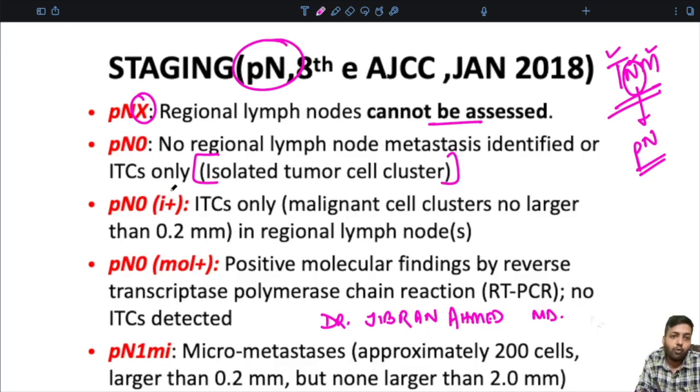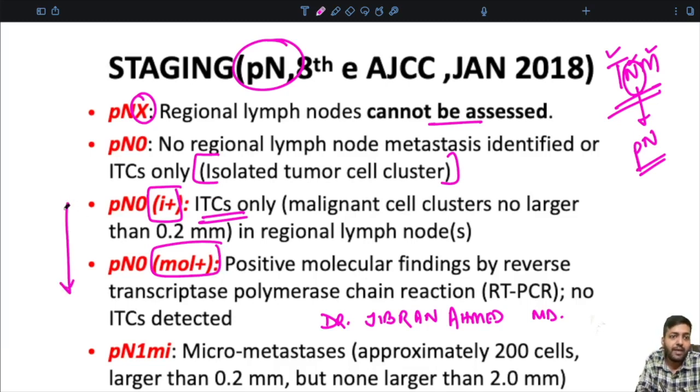pN0 again can have two types. One is I plus. What is I plus? It means ITCs are present only, which is no larger than 0.2 millimeters. Okay, so malignant cell clusters are present, but it is not more than 0.2 millimeters in maximum dimension. Then it is mol plus. Molecular plus means you have positive molecular findings by RT-PCR, but no ITCs are detected.